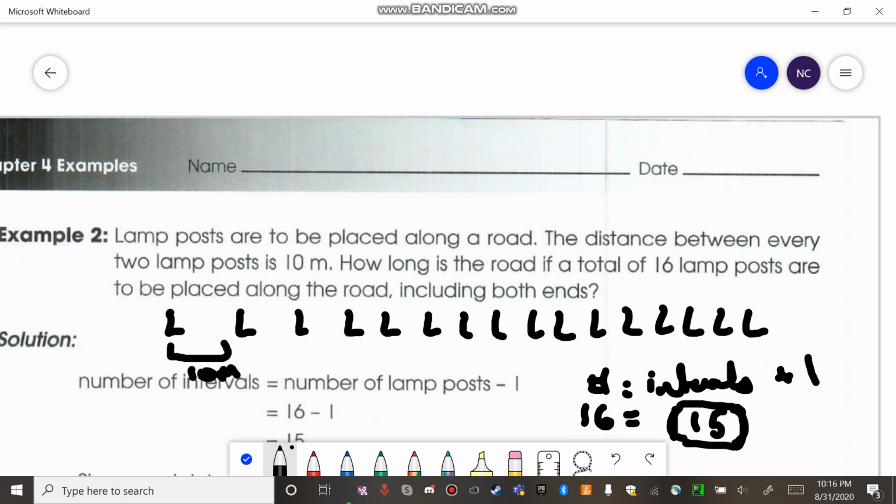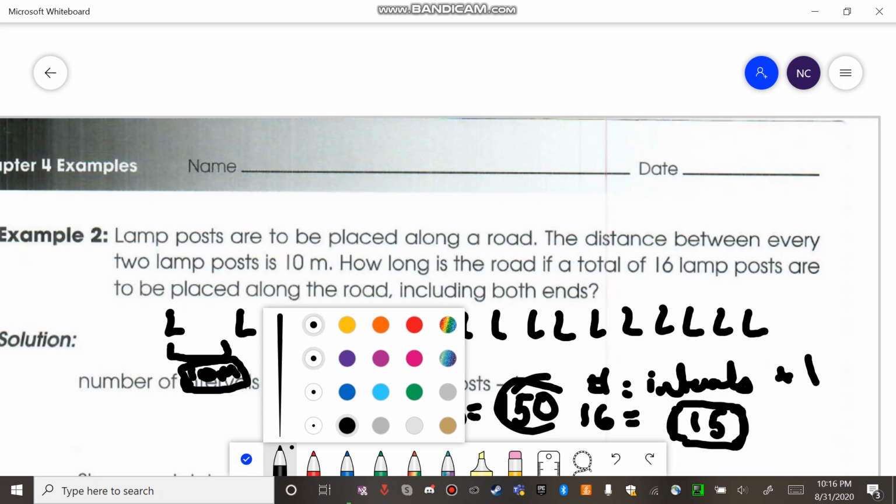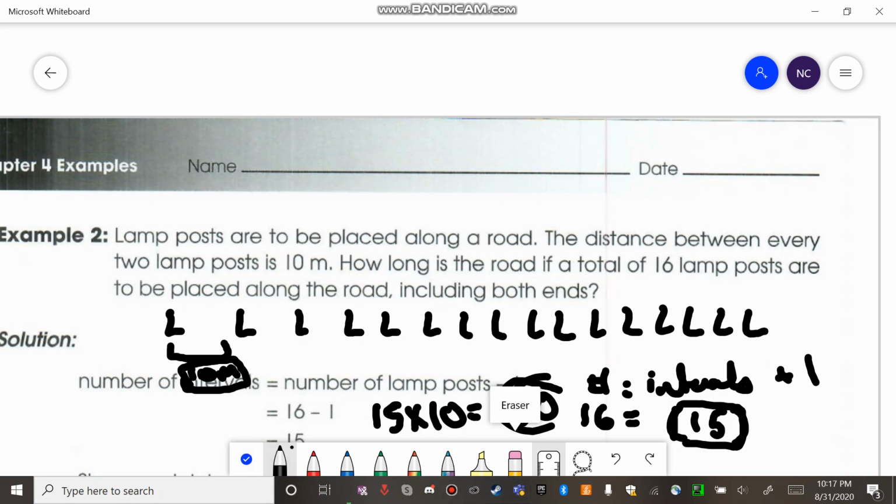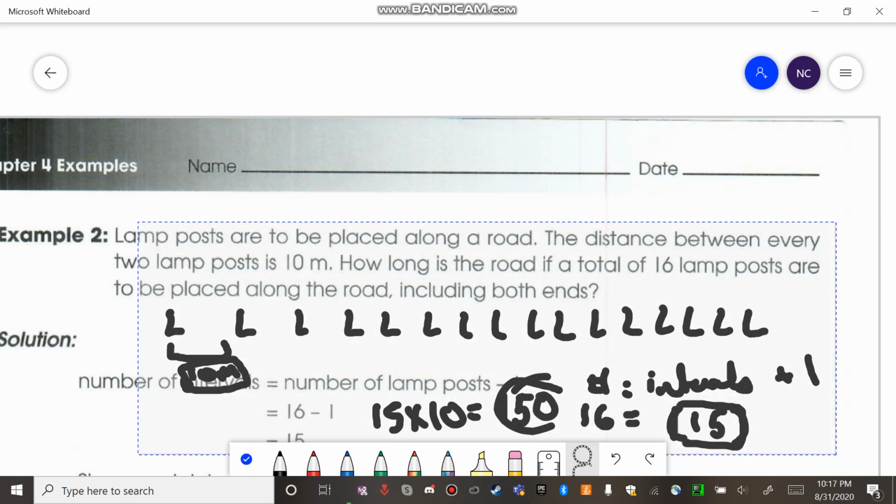And that means that if we have 15 intervals, we're going to have a total of 15 times 10, which is 150 meters along the road. Because each interval itself is 10 meters long. Let's go to our next example.